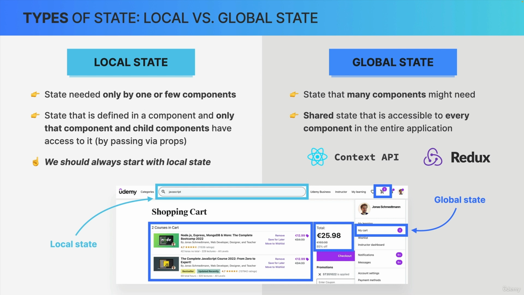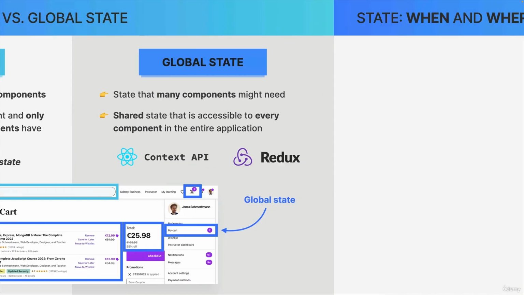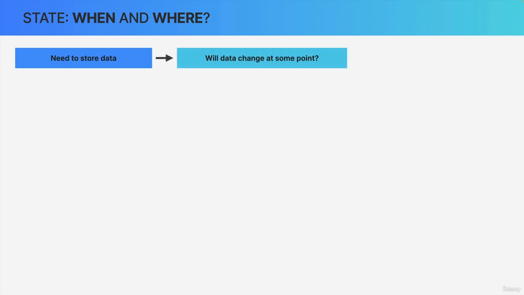But for now, let's take a look at how to decide when we actually need state and where we should place it. So this slide will basically be a flowchart that will help you take those decisions. So again, about when to create state and where to place it. So it all starts with you realizing that you need to store some data. Now, when this happens, the first question to ask is, will this data change at some point in time?